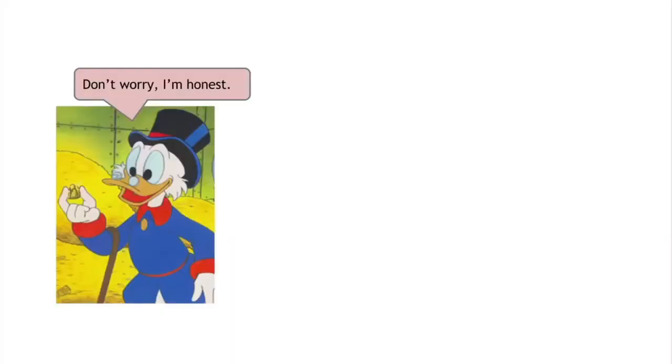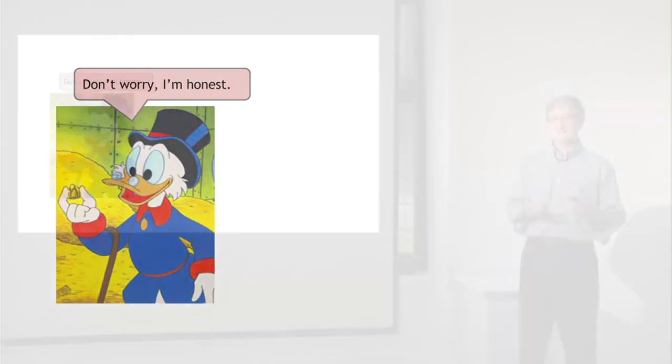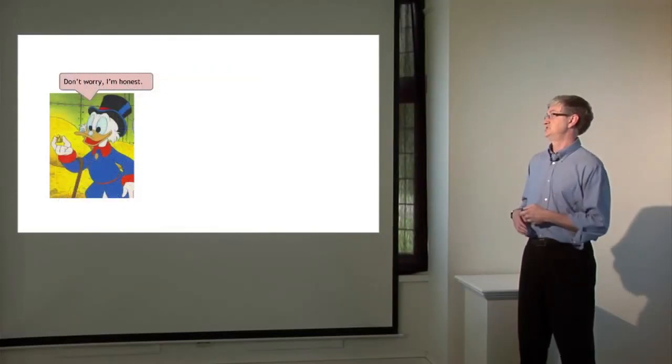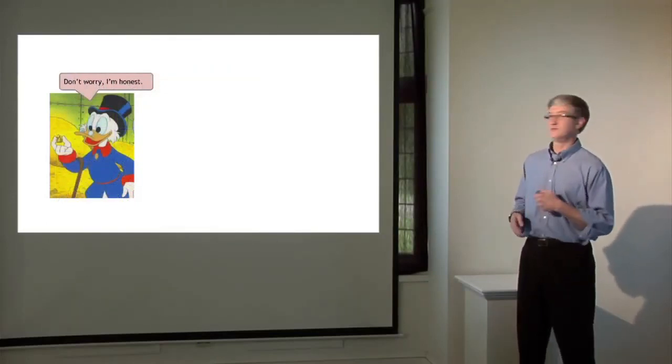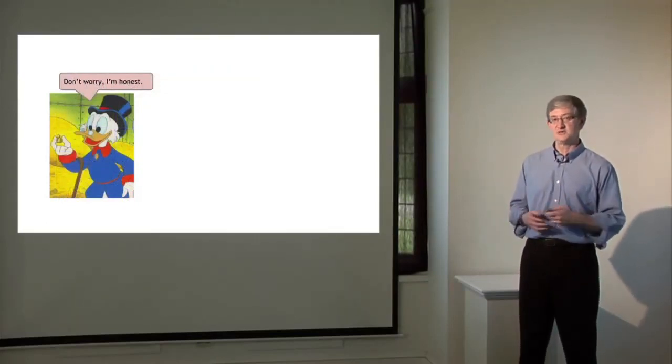Scrooge thinks this is fine, right? Scrooge says, don't worry, I'm honest. But the fact is, if Scrooge starts misbehaving, then we're going to have a problem. Or if Scrooge just gets bored of the whole Scrooge coin scheme and stops doing the things that he's supposed to do, then the system won't operate anymore. And so the problem we have here is centralization. That although Scrooge is happy with this system, we as users of it might not be.